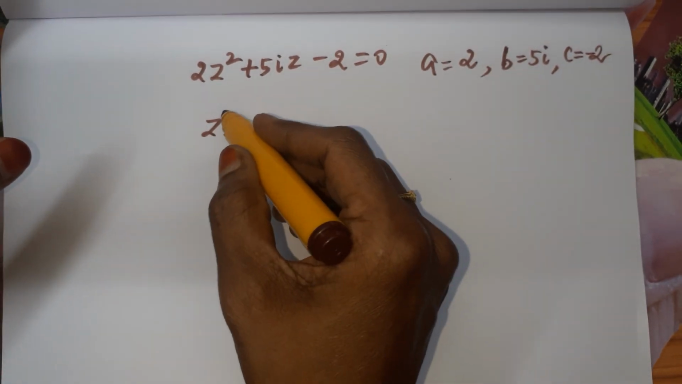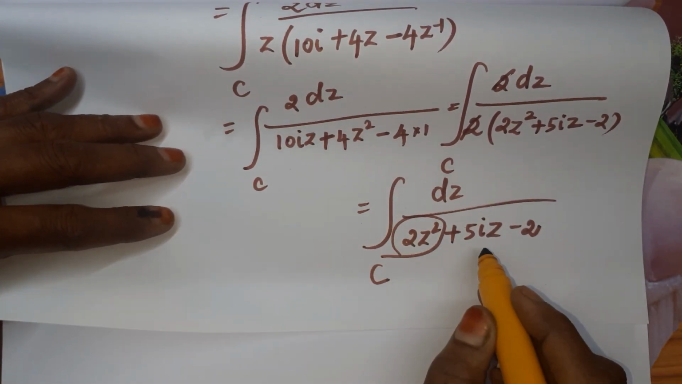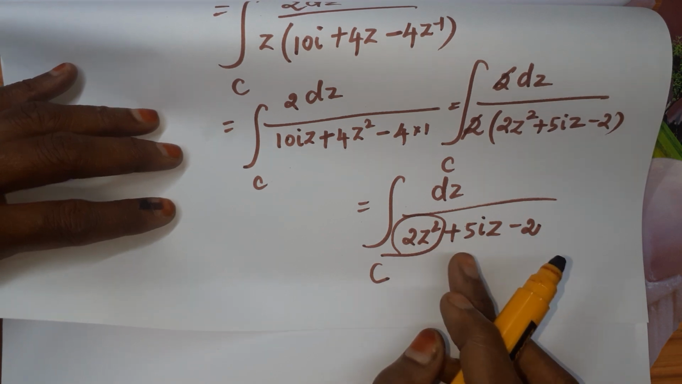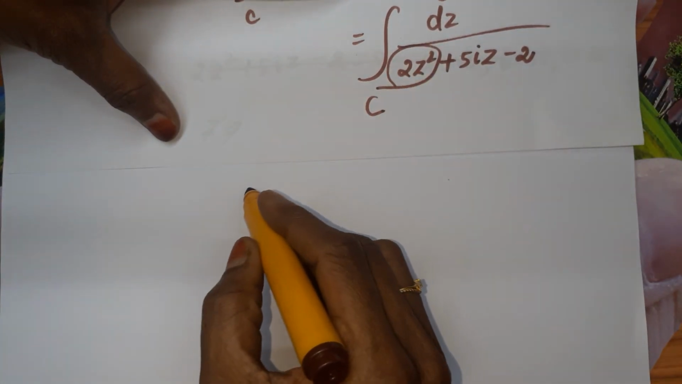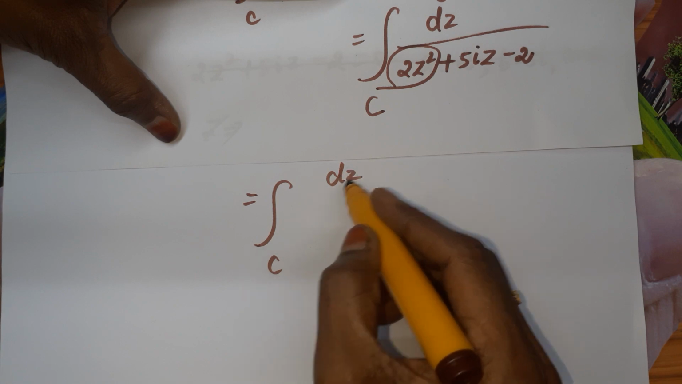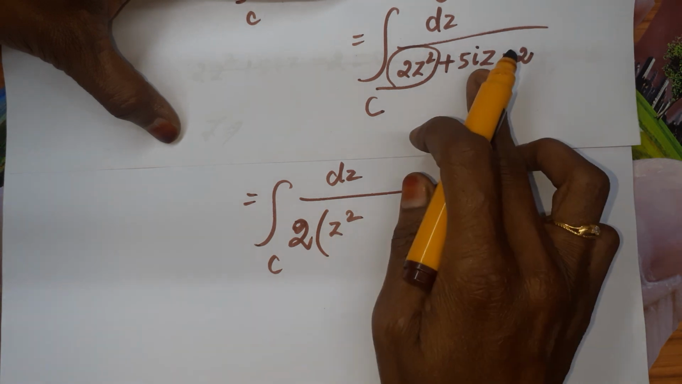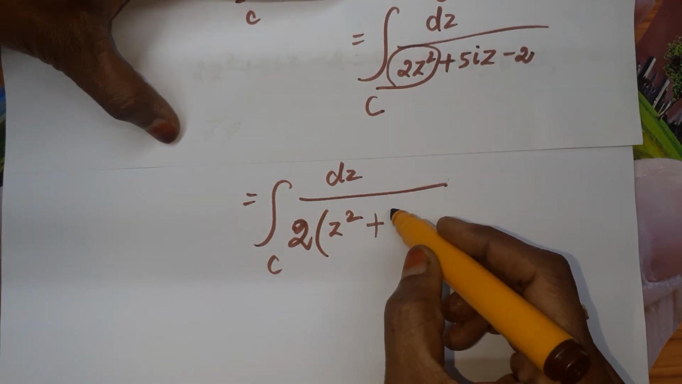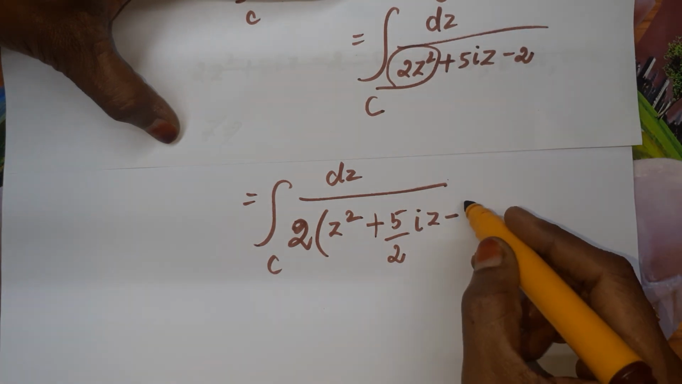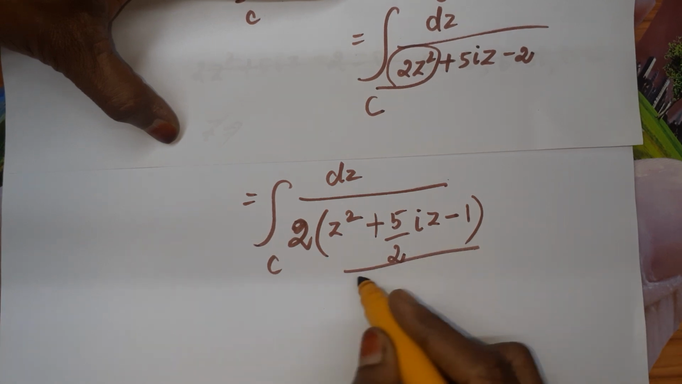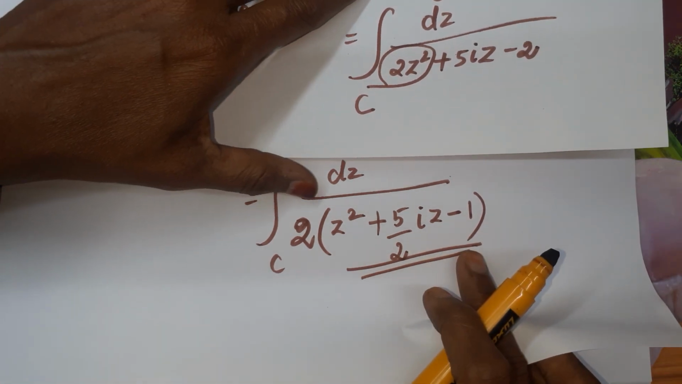One thing I didn't stress: before going into the formula method, we have to make the z squared coefficient equal to 1. After that only we can proceed. How to make it? Taking 2 as common, the integral over C dz by 2 I am taking outside. This term will become z squared. Here we don't have 2, so taking 2 in the numerator, we get 2 in the denominator: 5 by 2 i z, and minus 2 taken out, so it is minus 1. For this polynomial only, we are going to find the poles.